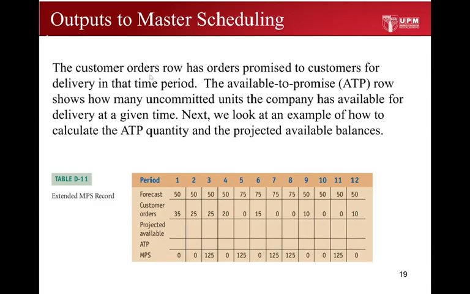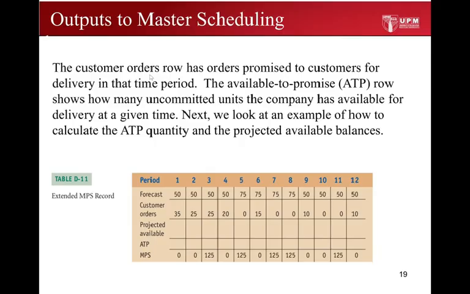The customer orders row has orders promised to customers for delivery in that time period. The available to promise row shows how many uncommitted units the company has available for delivery at a given time. Next, we look at an example of how to calculate the ATP quantity and the projected available balances.